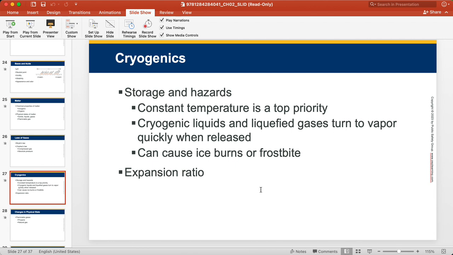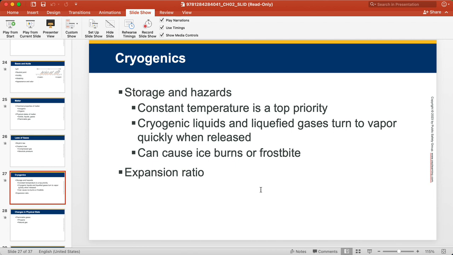If you get liquid nitrogen spilled on you or you get your hand into it, it's actually going to cause significant damage. Like your fingers could break off your hand. Your hand could break off your arm. So it literally flash freezes, and we're talking hundreds of degrees below zero. Okay? All right, we're talking about cryogenics, talking about the expansion ratio.